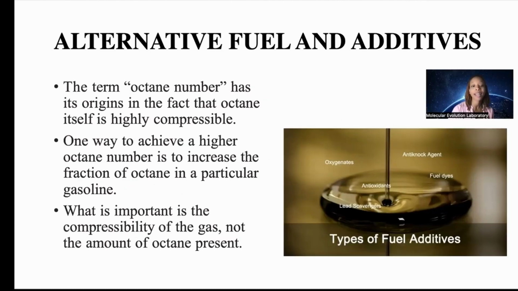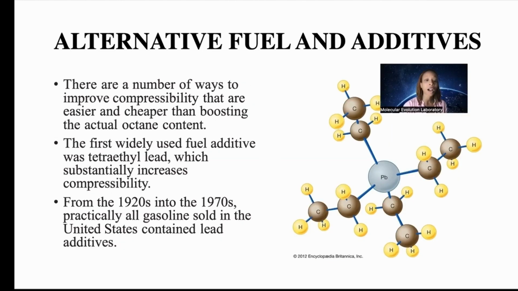The term octane number has its origin in the fact that octane itself is highly compressible. One way to achieve a higher octane number is to increase the fraction of octane in a particular gasoline. What is important is the compressibility of the gas, not the amount of octane present. So you have different types of additives: oxygenates, antioxidants, anti-NOx agents, fuel dyes. There are a number of ways to improve compressibility that are easier and cheaper than boosting the actual octane content.